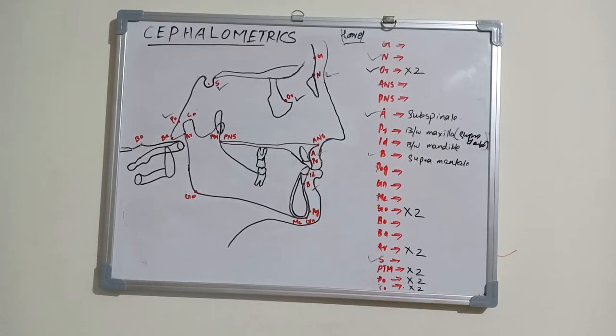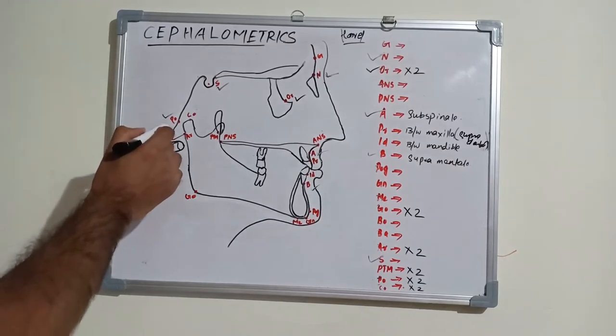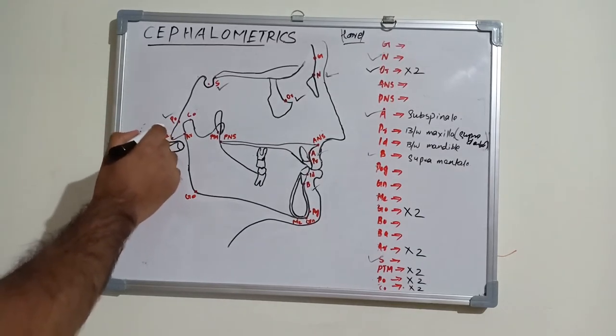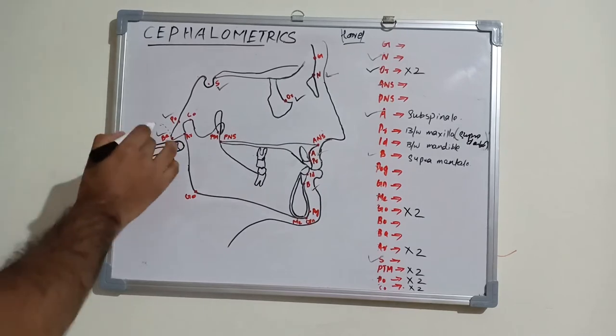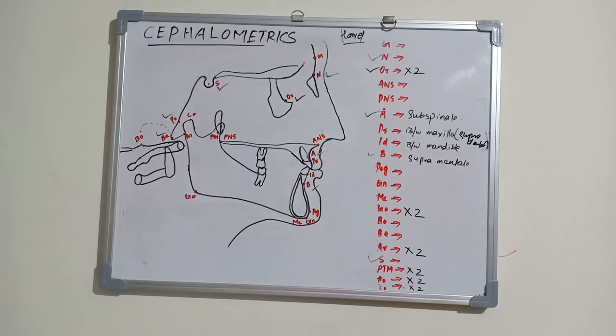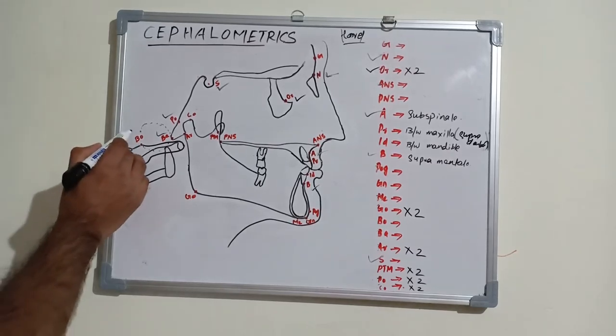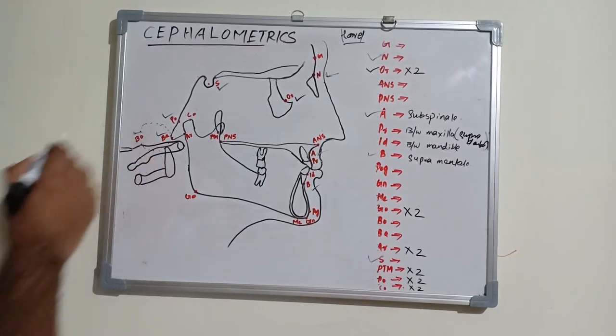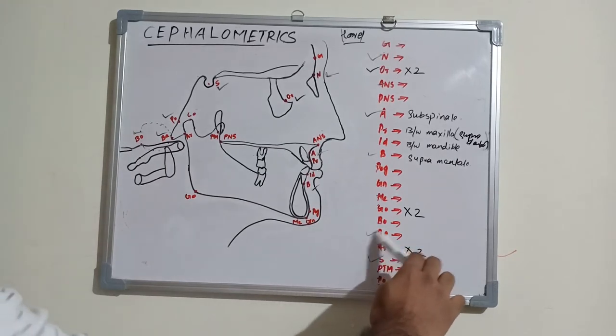Next we have basion. This is the basion point. Basion is the median point of the anterior margin of the foramen magnum. So the foramen magnum is coming somewhere here. It is the anterior margin, that is, the median point of the anterior margin of the foramen magnum. Similarly, Bolton point. Bolton point is the highest point at the postcondylar notch of the occipital bone. This is the Bolton point. So we have covered basion and Bolton.